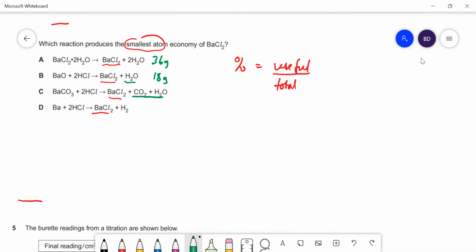This is the one with the highest amount of useless product. So 44 for the carbon dioxide plus 18. Well, you can see that's going to be bigger. And this one is only going to give us 2 grams, for hydrogen is very light. So this one gives us the biggest mass of useless products. So C has got the smallest atom economy.